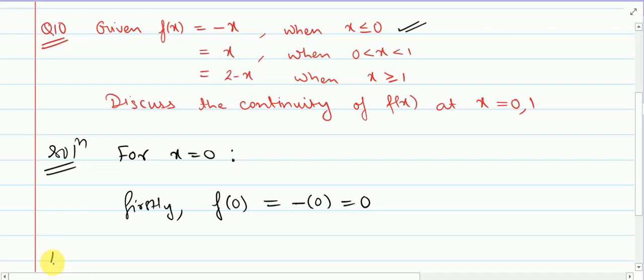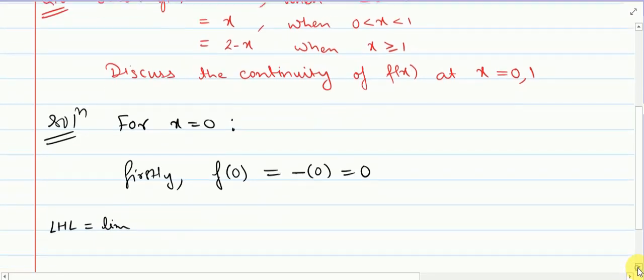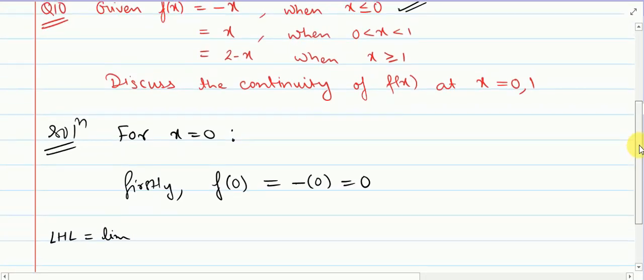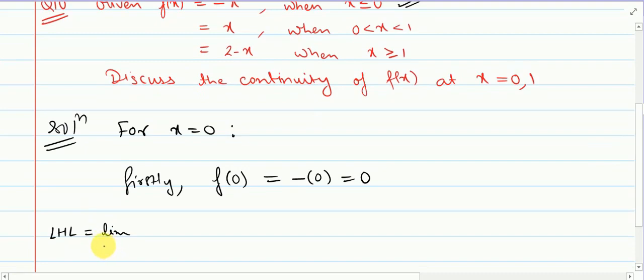Now we will find left hand limit. So limit x tends to this f of x.